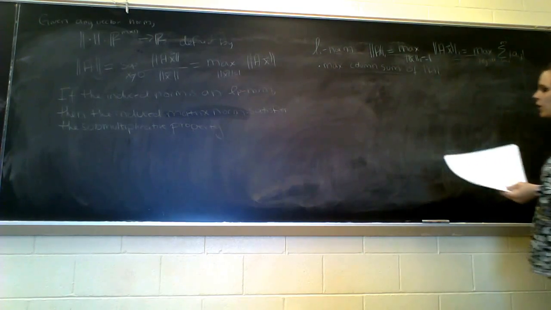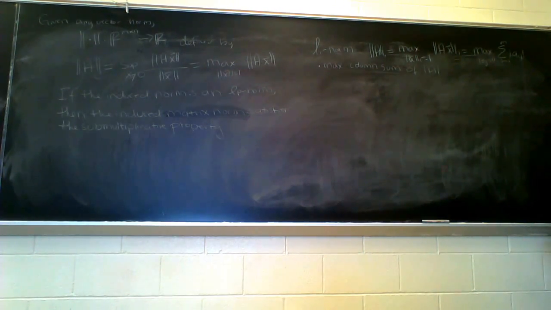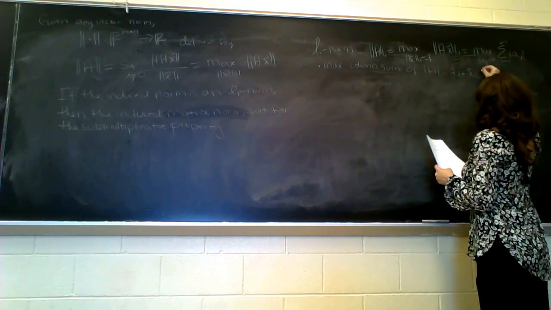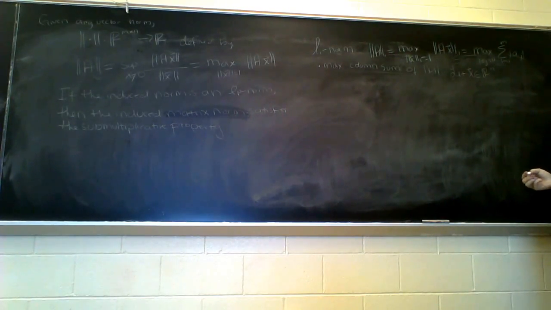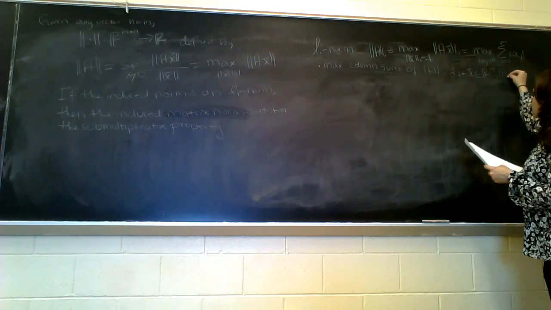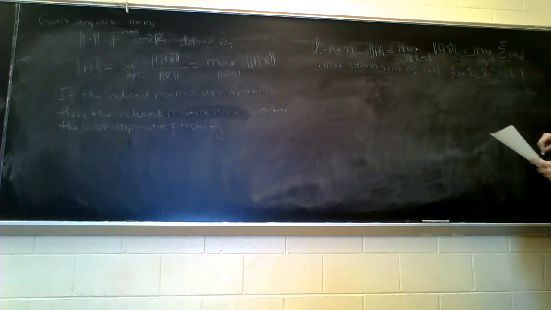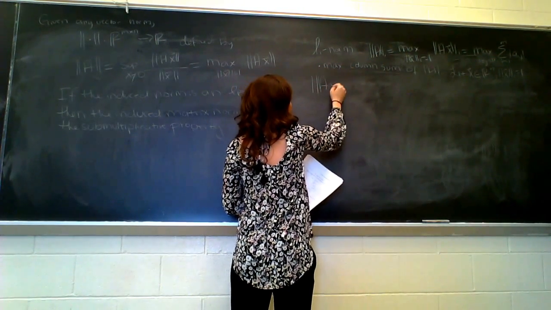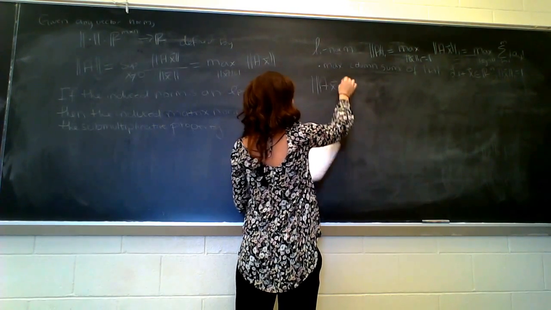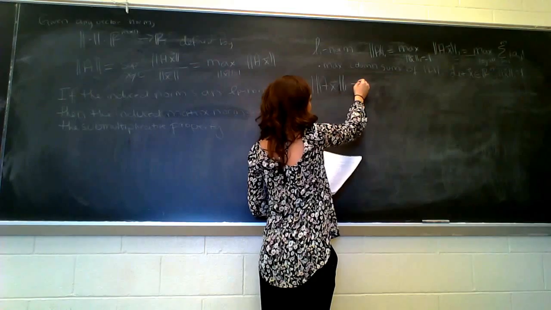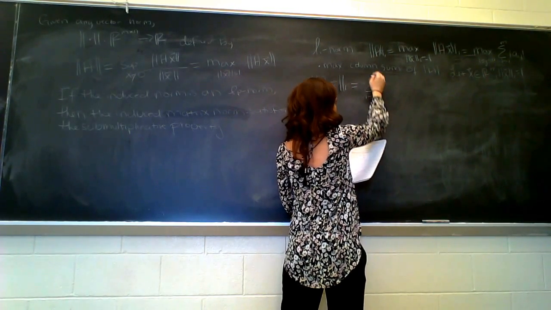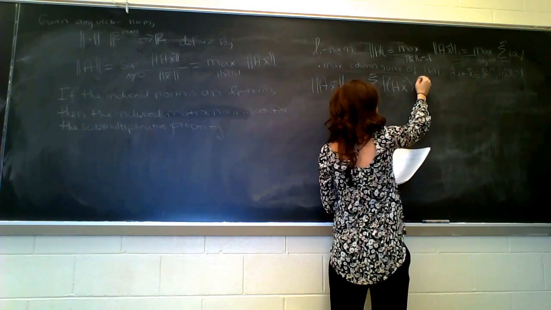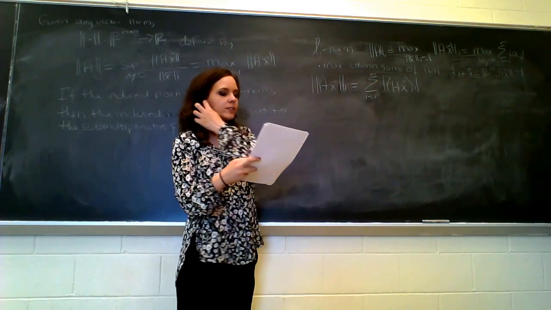So it's the maximum column sum of our matrix A. And so to see this, we're going to let X be a vector in R^n that is a unit vector. So we have the 1 norm is equal to 1. So we want to look at the norm of AX. So the 1 norm of AX is a sum from i equals 1 to m of (AX)_i. So we have this by the definition.